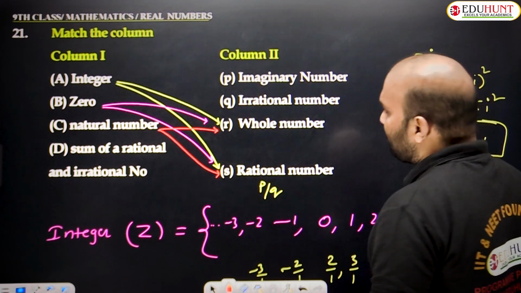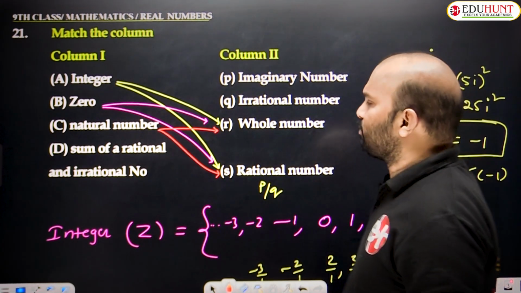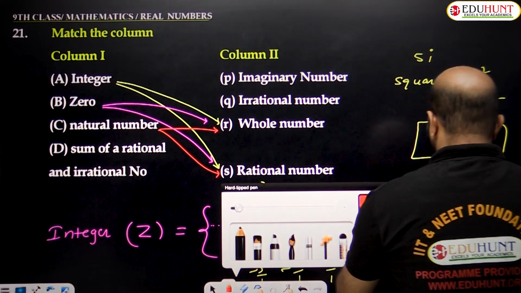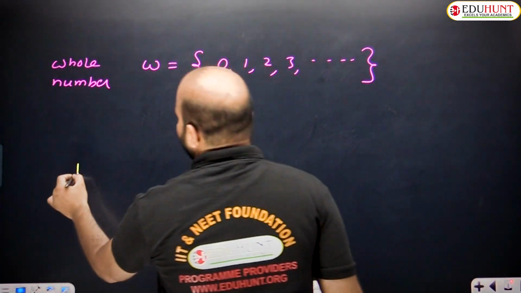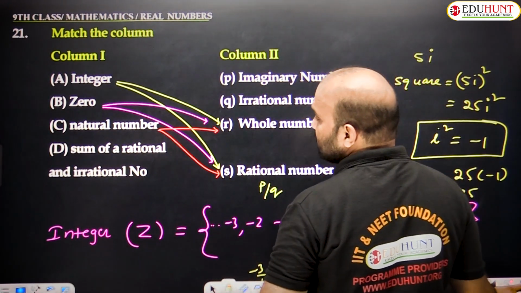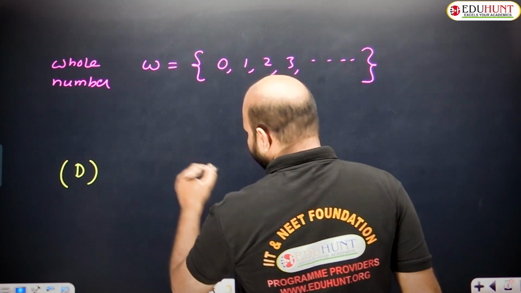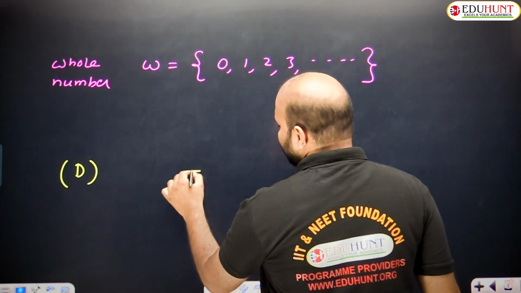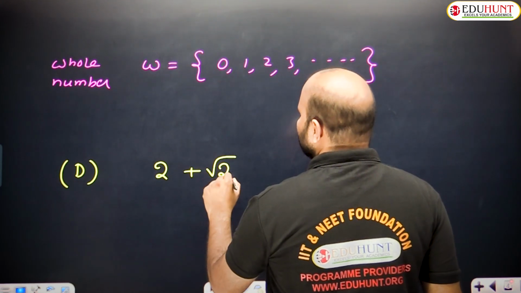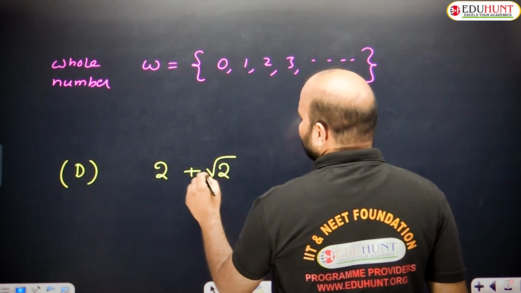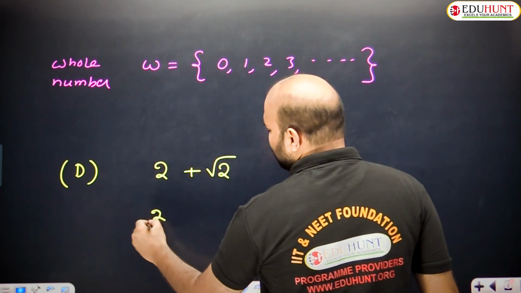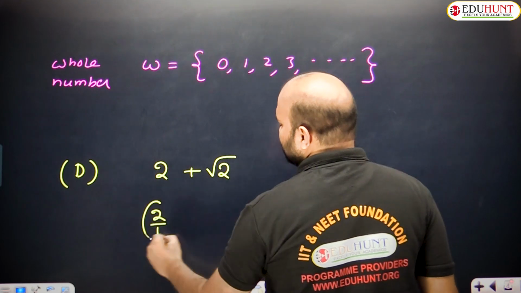Again, in D what I am given is the sum of a rational number and an irrational number. Clearly we need to observe this. For example, root 2 is an irrational number, and a rational number is, say, 2. Rational means it is of the form p by q. 2 can be written as 2 by 1 also, which is nothing but 2. Am I clear? This is a rational number.